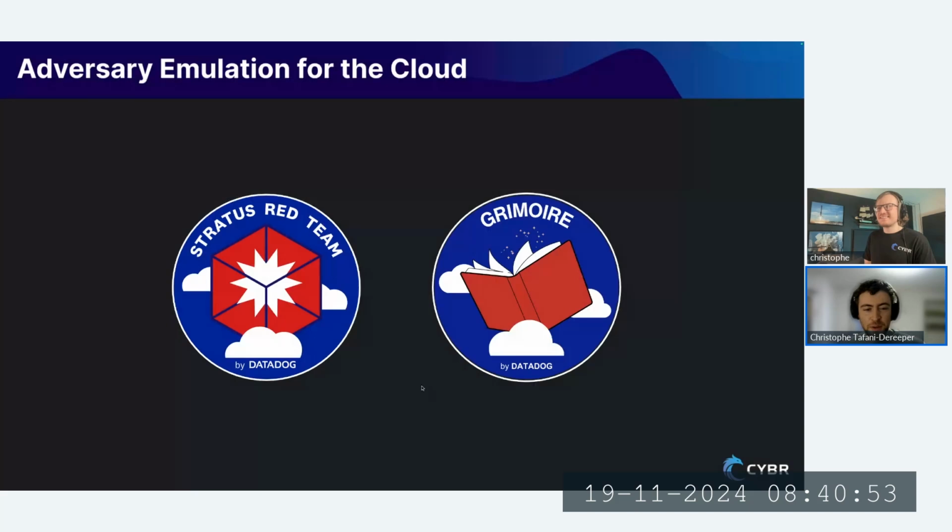Great. So today we're going to talk about two tools that are open source and totally unrelated to any commercial offering. They are on GitHub. First one is called Stratus Red Team. The second one is Grimoire. We're going to explain how they work, demo them, and take questions on them. And first, I'm going to give a bit of context on how these tools fit into the broader picture.